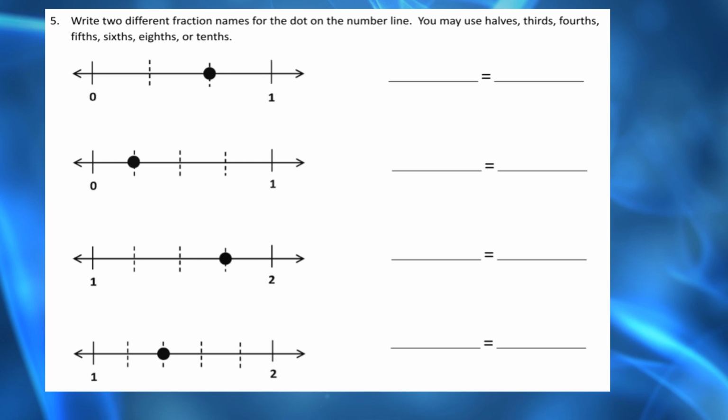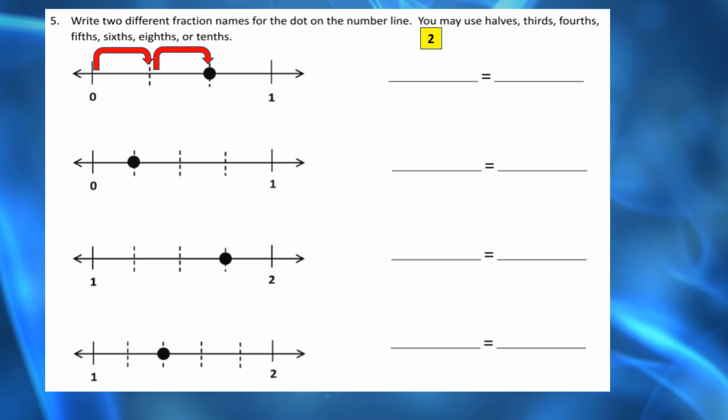So first thing I'm going to do with my very first model is look at the number line to see where my endpoints are. So I have an endpoint at 0 and an endpoint at 1. All right, I need to know what my numerator or my top number is. So my numerator is going to be where that dot is. So let's jump to the dot to see what my numerator is going to be. 1, 2. So my numerator is going to be 2.